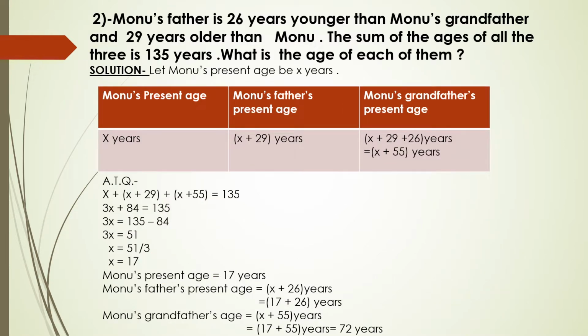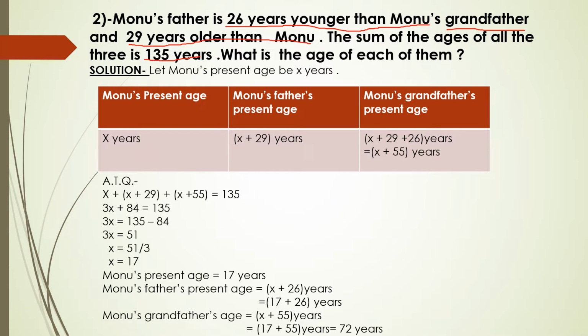Now, another question based on the same concept. Monu's father is 26 years younger than Monu's grandfather, and 29 years older than Monu. Means Monu's father is 26 years younger than his father, that is Monu's grandfather, and 29 years older than Monu. The sum of the ages of all the three is 135. Children, in the question they are talking about present ages. Remember it. What is the age of each of them?